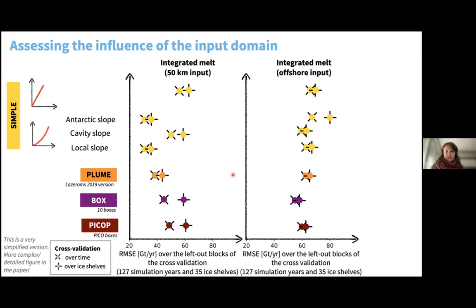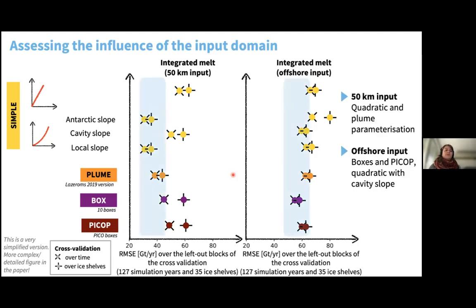Okay, and the third takeaway here is that if we have to decide which parameterization is performing best in these two cases, we look at where both cross-validations lead to lower RMSE. In this case, it would be the quadratic parameterization using a constant Antarctic slope or a local slope, and the plume parameterization. While for offshore, the RMSEs are much closer, but if we had to choose, we could say that the box and PICOP parameterizations and maybe the quadratic with the cavity slope lead to the lower RMSE.